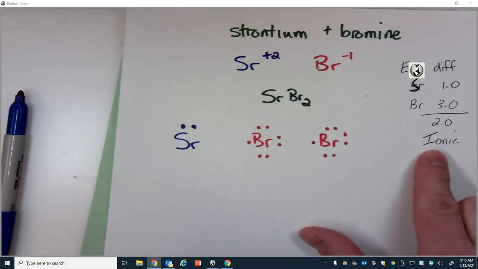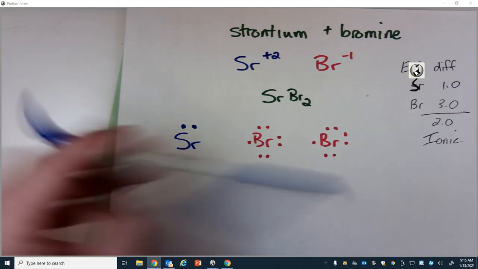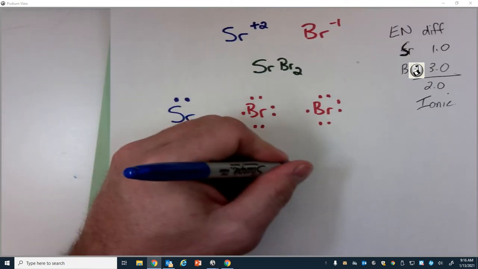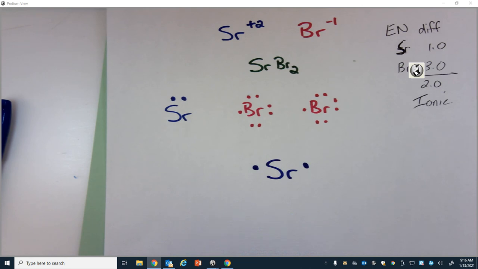All right, it is ionic, which means they're transferring electrons, so we're going to have brackets and charges. We have to show somehow that one atom is going to lose electrons and other atoms are going to gain electrons. Because we have 2 and 1, we're going to have a central atom for strontium. Usually when you have a central atom, you're going to split the electrons on opposite sides. So I'm just splitting the electrons like that.